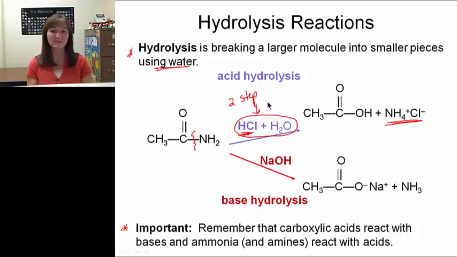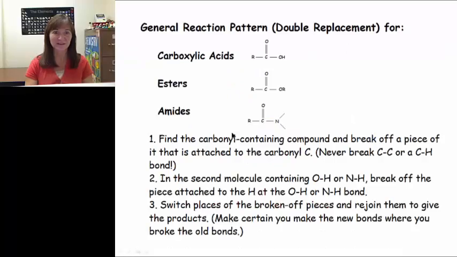So you're going to have to remember this is a two-step process. When you do base hydrolysis of an amide, it's just going to be our usual general pattern, where we rope off the two pieces and we switch what's in the circles. So here's our general reaction pattern, just to refresh your memory. It's double replacement, where we're just going to switch partners.